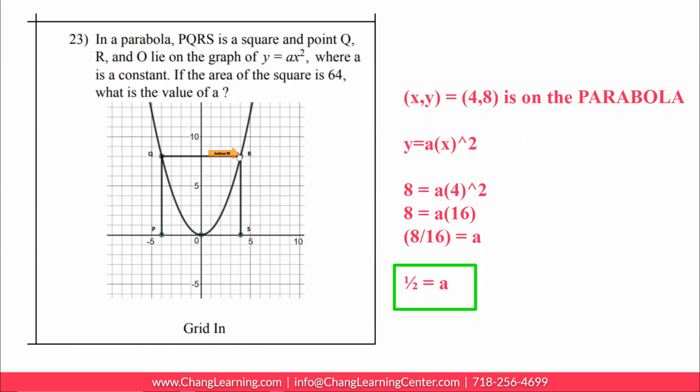So since we know when x is 4 and y is 8, that is on the parabola, plug that into the parabola equation, y equals ax squared. And we get 8 equals a times 4 squared. Square the 4, and we get 8 equals 16a. Divide both sides by 16, and a is a half. The correct answer is, for this shaped parabola, that a has to be a half.